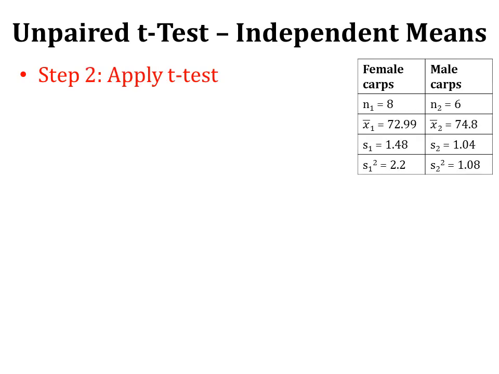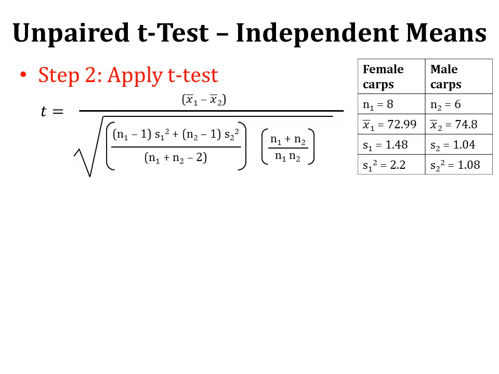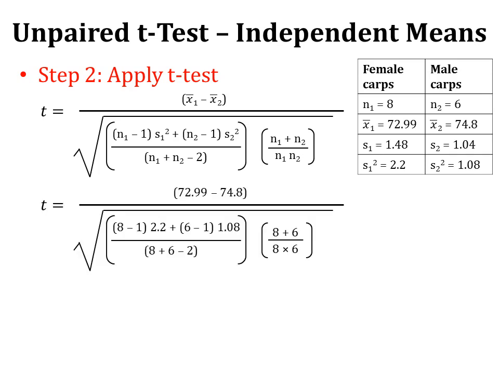Now we are going to apply the t-test, and this is the formula for the t-test. This formula looks a little scary, but don't get scared of it. It is a very simple formula, and it involves the input of only three types of values: the mean values of both samples, the number of observations of both samples, and the variances of both samples. So we are going to put in the values. We put 72.99 minus 74.8. These are the mean values for the two groups.